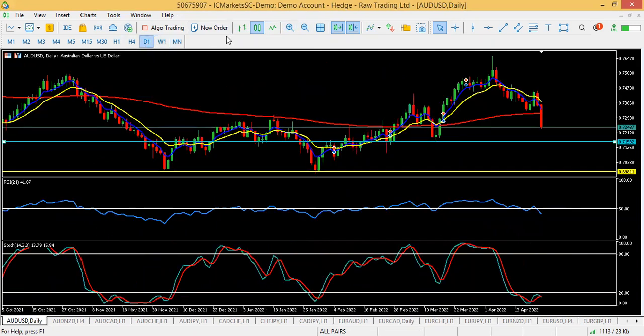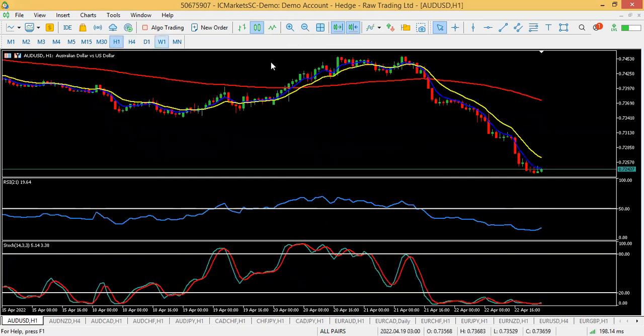The daily candle also closed in a bearish candle, and this is a momentum candle. Right now, we expect this to also push down towards this blue support. That is the daily target for this pair. So we expect AUD/USD to push down towards these two supports in this coming week.